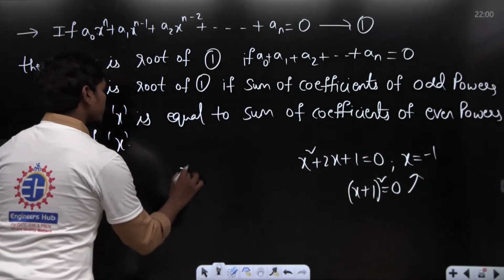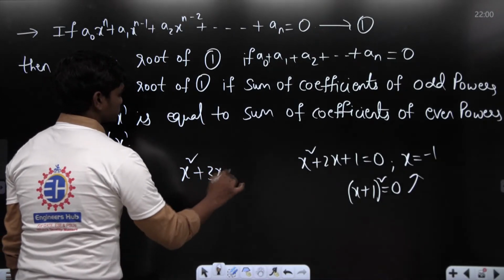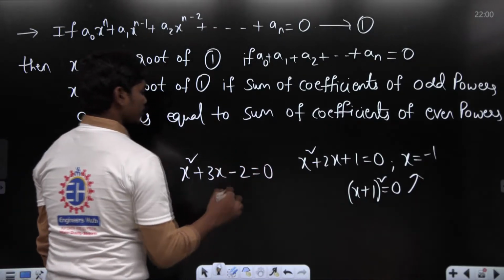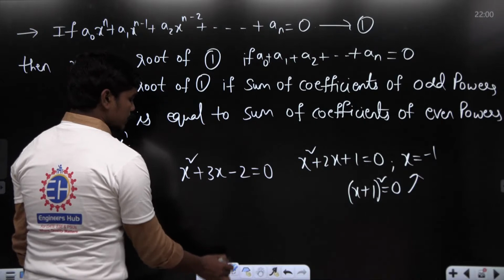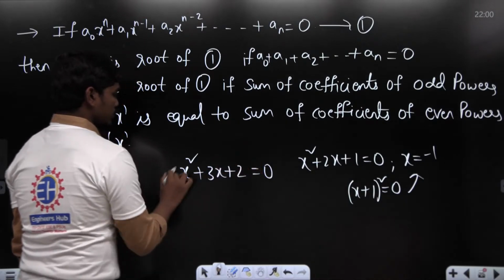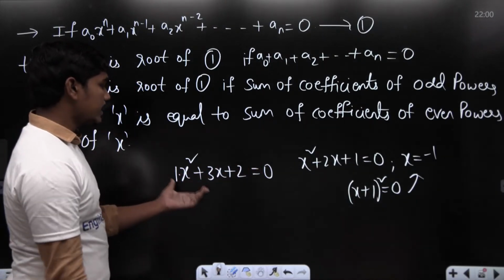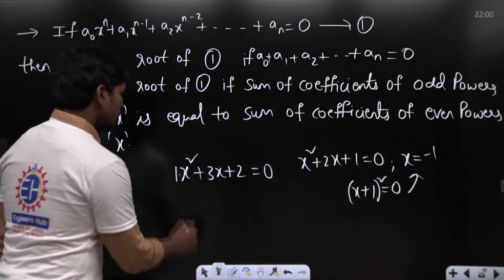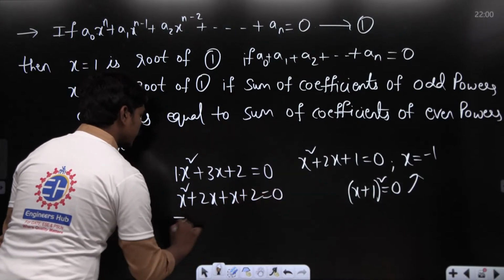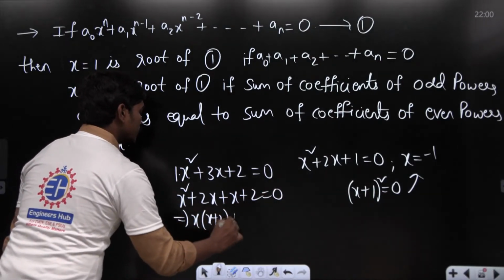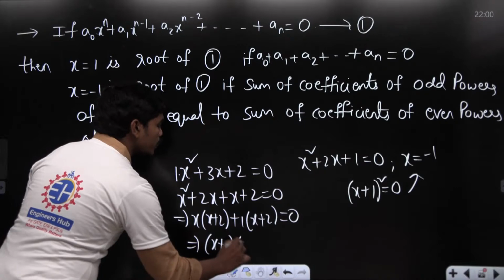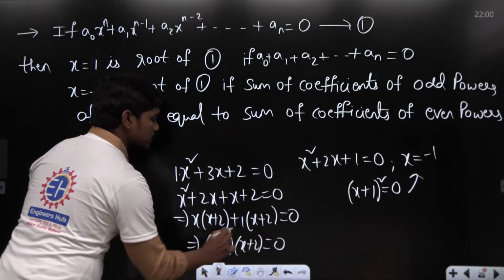Similarly, if you take some other equation, x square plus 3x plus 2 is equal to 0. Let me write plus 2 here. So here, definitely x is equal to -1 will be one solution for this, because you can factorize this: x square plus 2x plus x plus 2 is equal to 0. If you take x common, you will have x plus 2 plus 1 into x plus 2 is equal to 0. So this can be written as x plus 1 into x plus 2 is equal to 0, which means x is equal to -1 will be one solution of this.